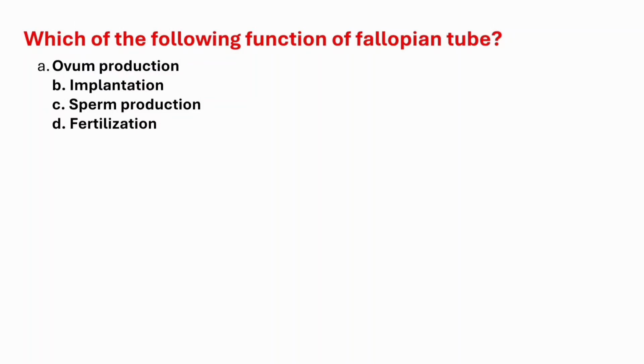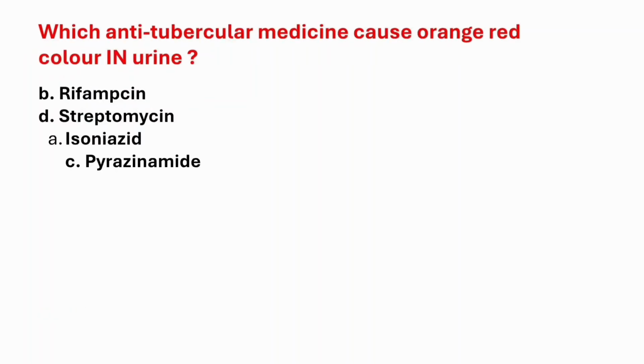Which of the following is the function of the fallopian tube? A. Ovum production. B. Implantation. C. Sperm production. D. Fertilization. The correct answer is D. Fertilization.